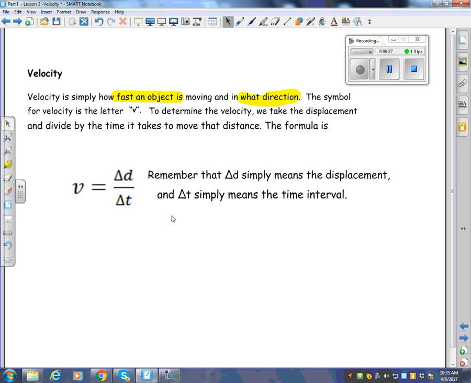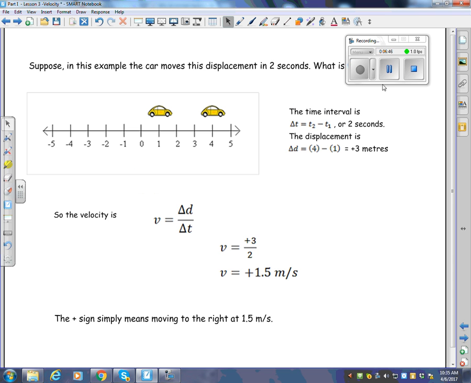Okay, so you take the displacement that we learned about already, and you divide by delta t. And what's delta t? The change in time, time interval. Divide by the time. Can I move on? Everyone good? Okay, so here's an example.